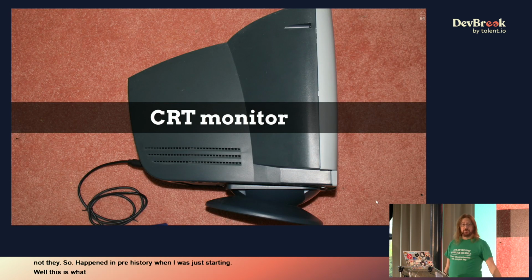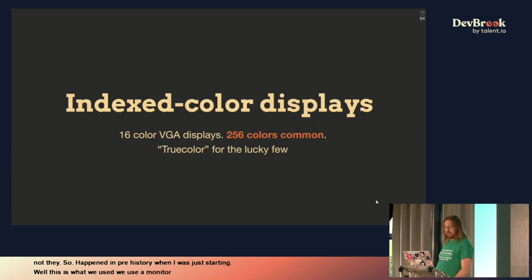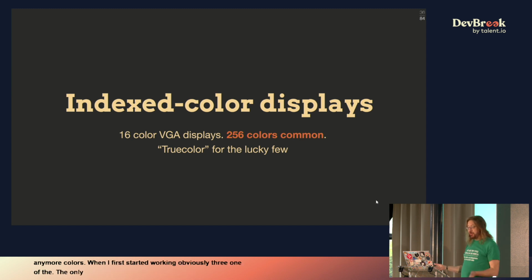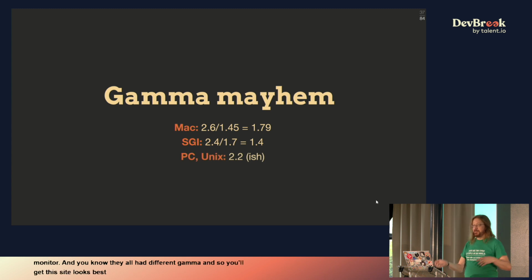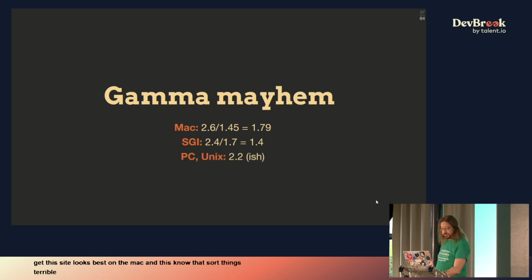So what happened in prehistory when I was just starting? Well, this is what we used. We used a monitor, and it had maybe as many as 256 colors, a little palette, and you gradually use them up, and it's like, no, we can't display any more colors. When I first started working at W3C, I was one of the only people there that actually had a true color monitor. And they all had different gammas, and so you'd get this site looks best on a Mac, and this, that sort of thing. It was terrible.